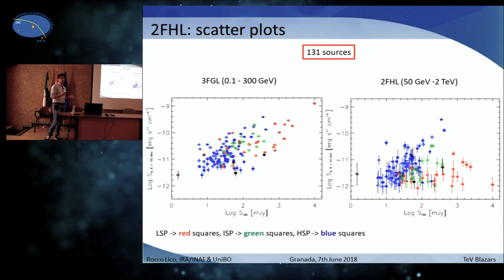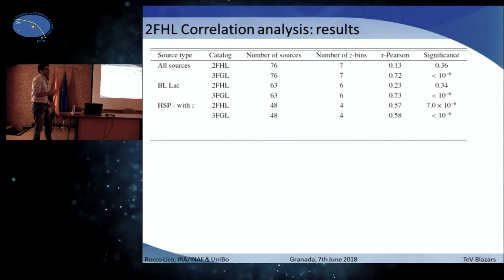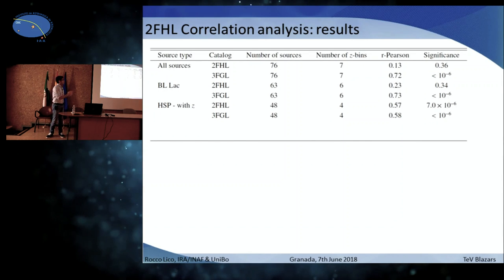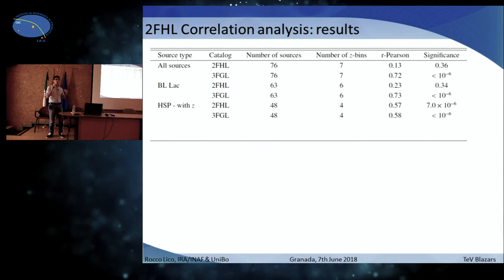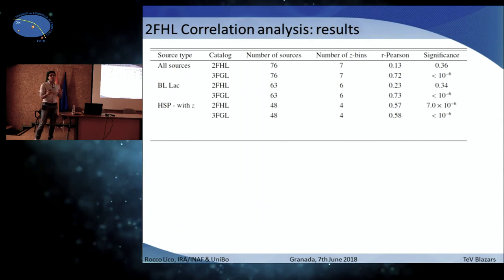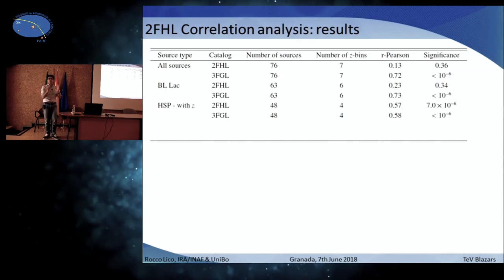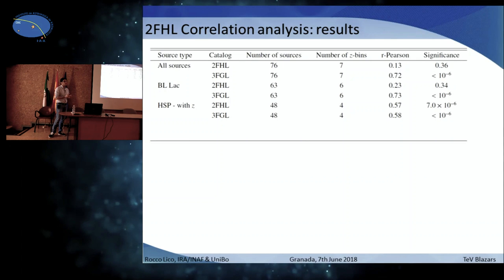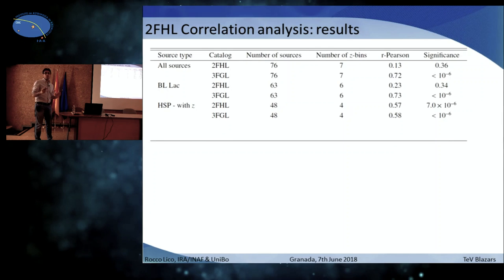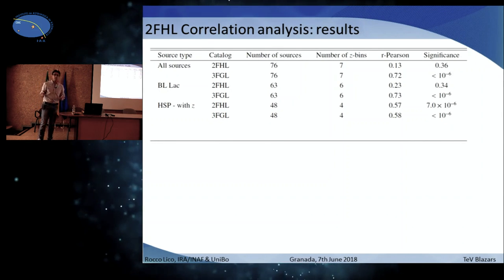Let's quantify this situation now. In the case of the second catalog, we were not able to look for the possible connection for all of the blazar subclasses, because in some cases there were few sources, less than 20 objects in the subclass. That is not a statistically significant number for obtaining such a connection. We were able to perform the correlation for the full sample and for BL Lacs and intermediate synchrotron peaked blazars.